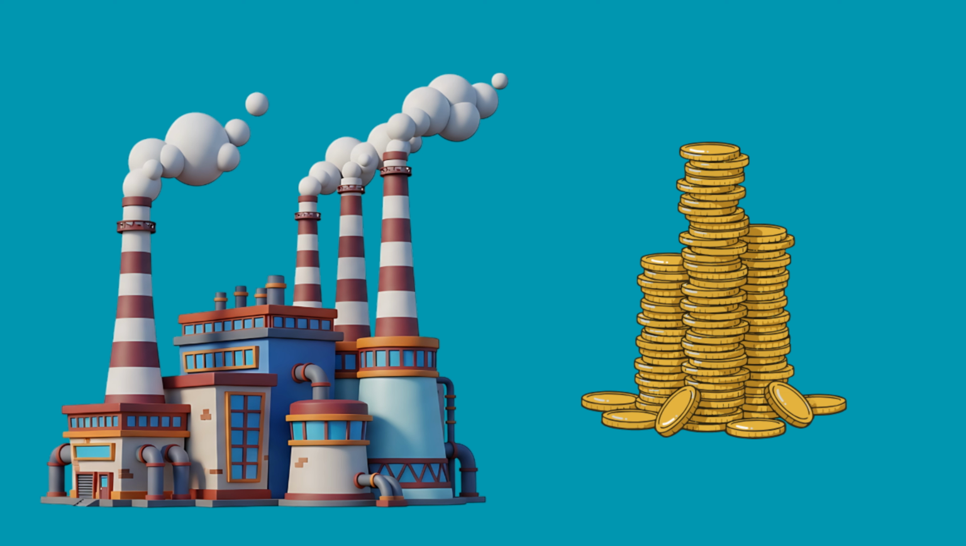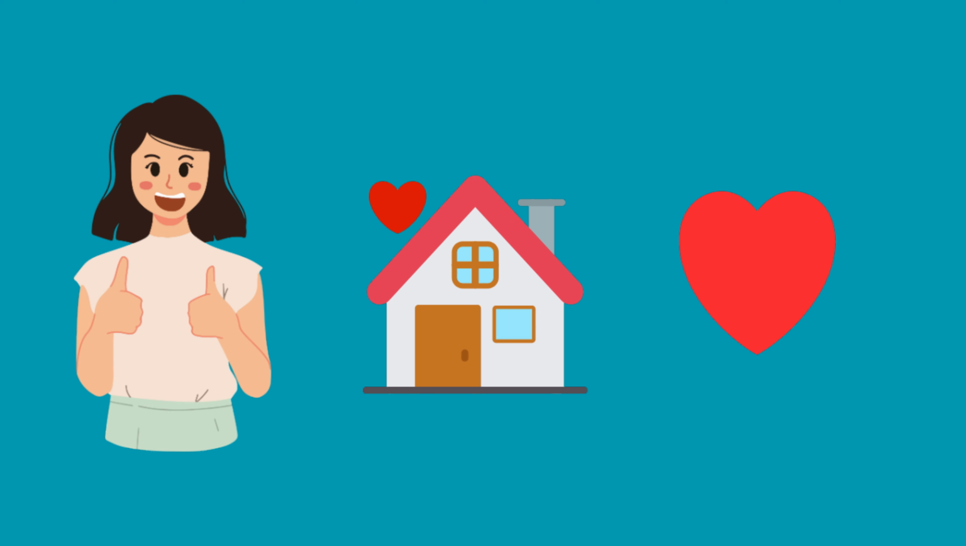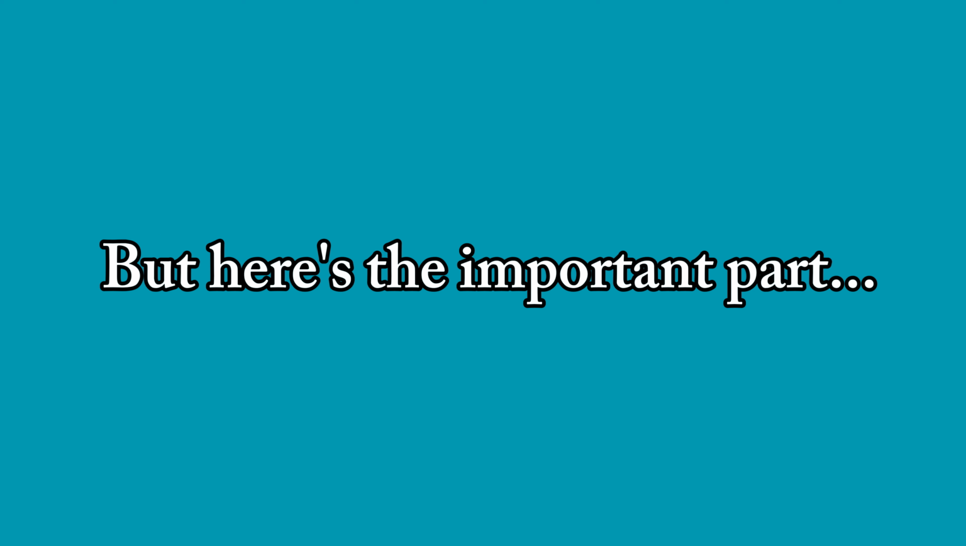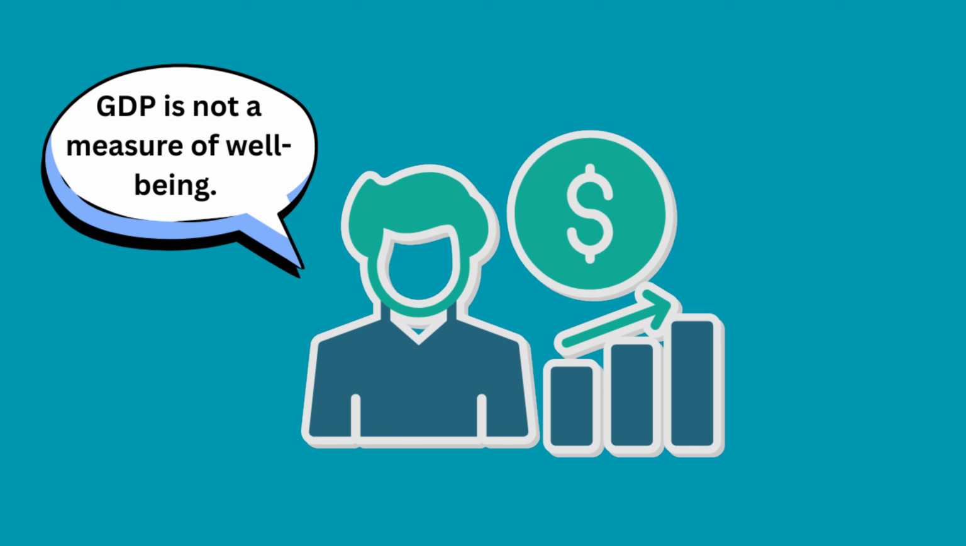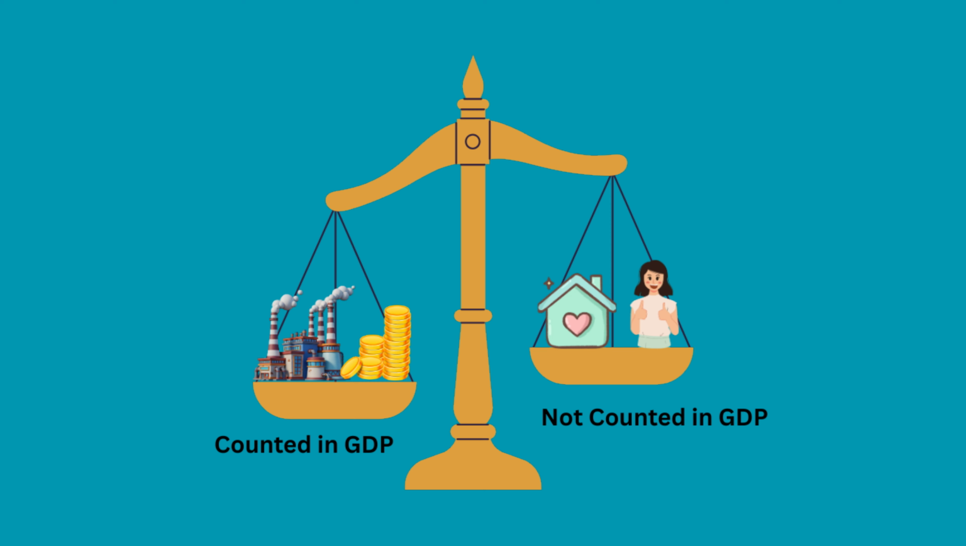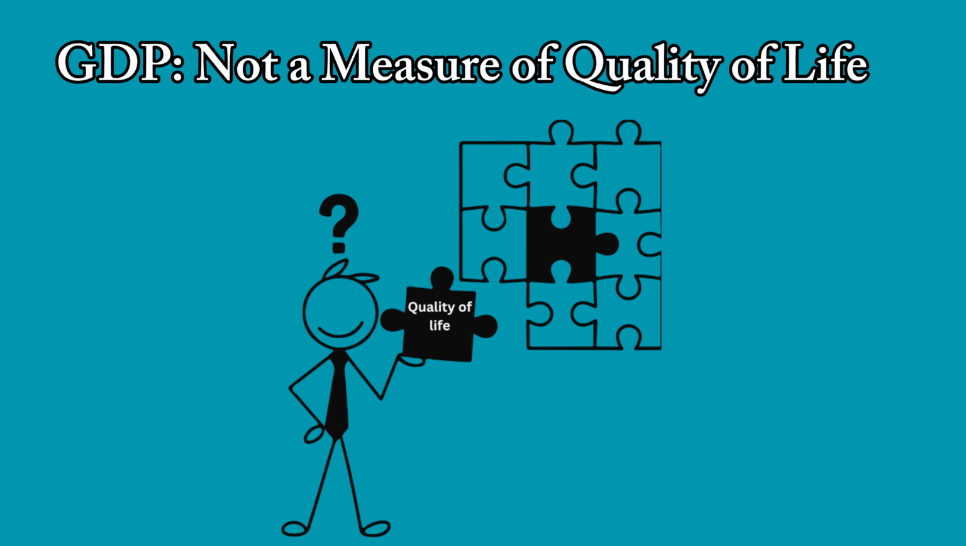GDP was designed to track economic activity, not people's happiness or quality of life. But here's the important part. Kuznets himself warned that GDP should not be used to measure overall well-being or living standards. So GDP measures economic output, not quality of life, and problems arise when people treat it as the full picture of how well a country is doing.